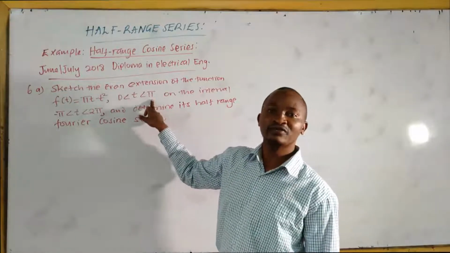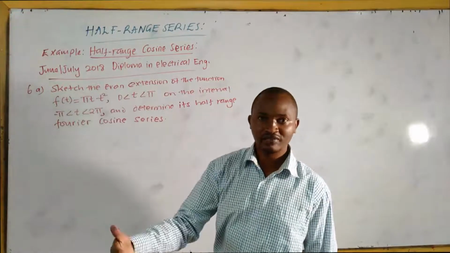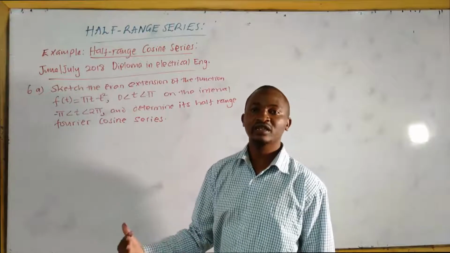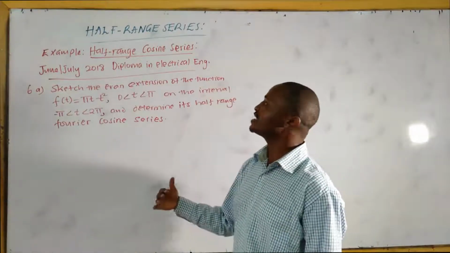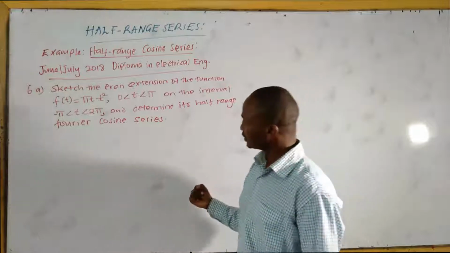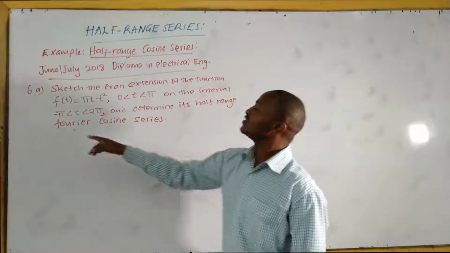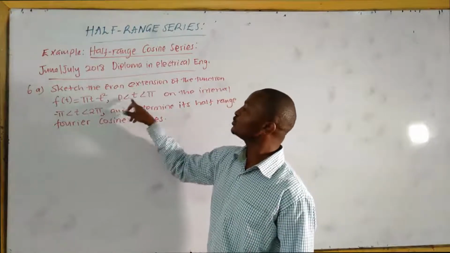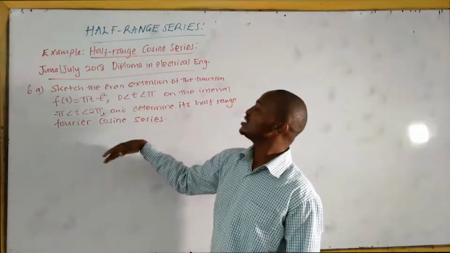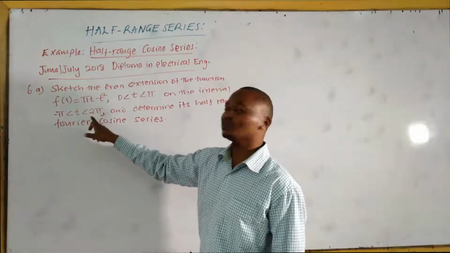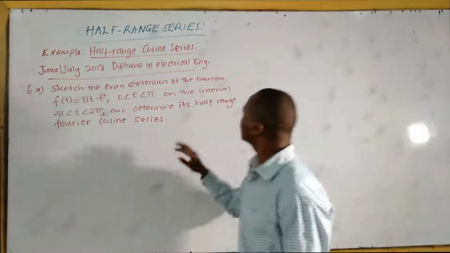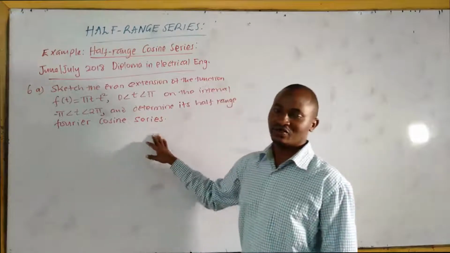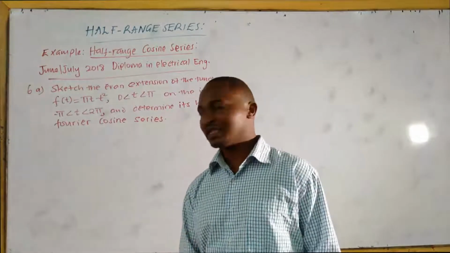We are only given half of the range, the other half is not given. From negative pi to 0, that range is not given, and that's why we are calling it a half-range series. We are told to sketch from negative pi to 2 pi. So we are only given between 0 and pi, half of the range, but we are told to sketch from negative pi to 2 pi. We are also told it should be a half-range cosine series. So I think we are given enough information to attempt that question.